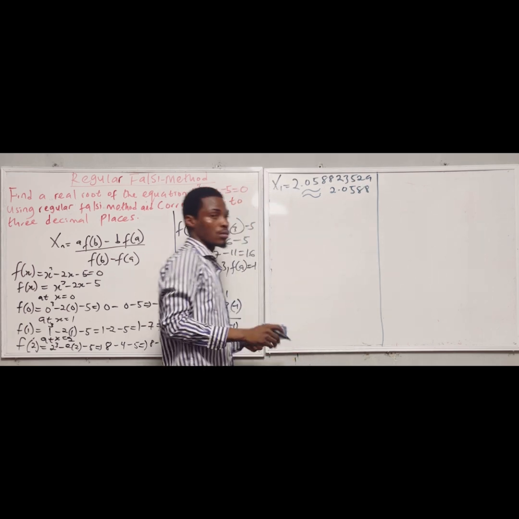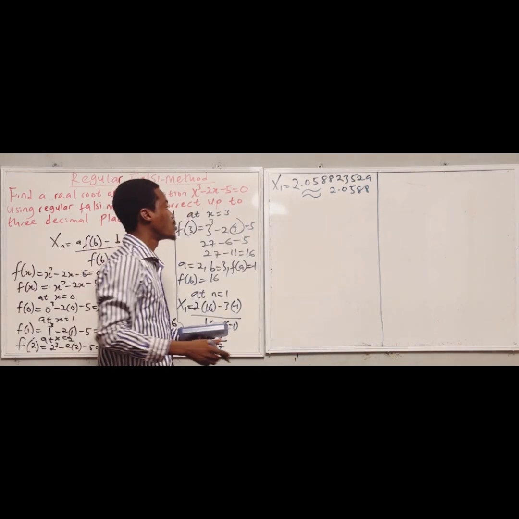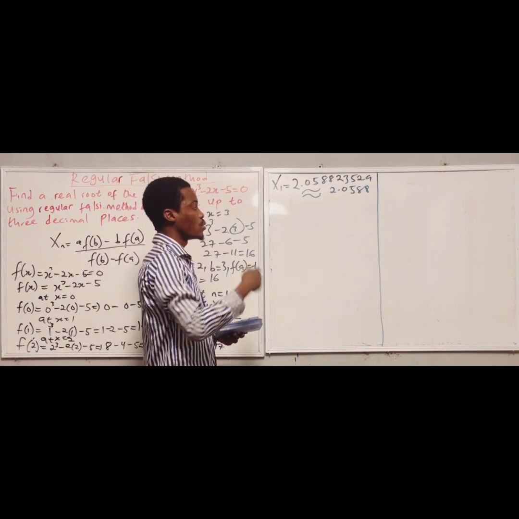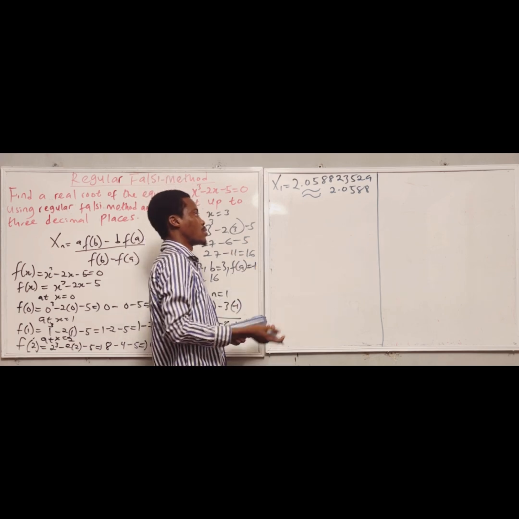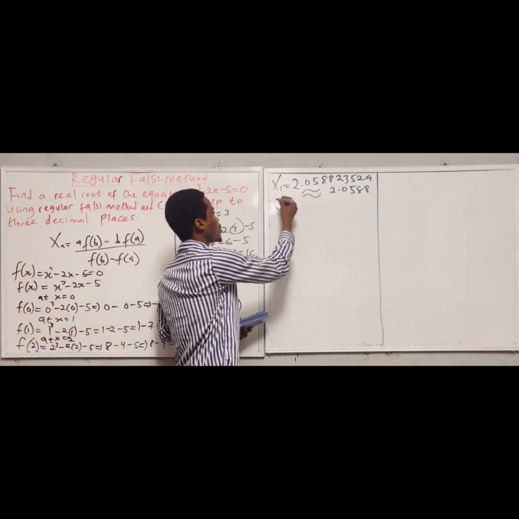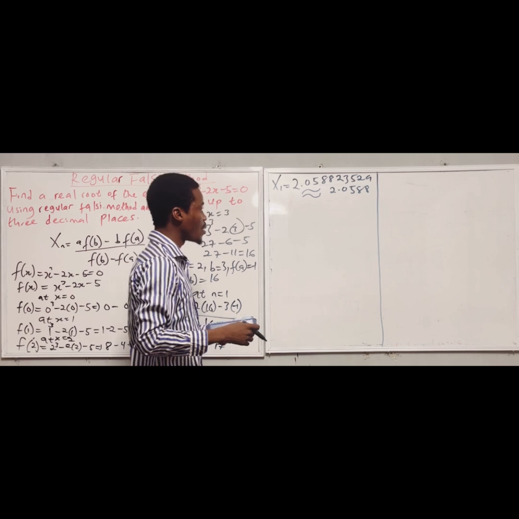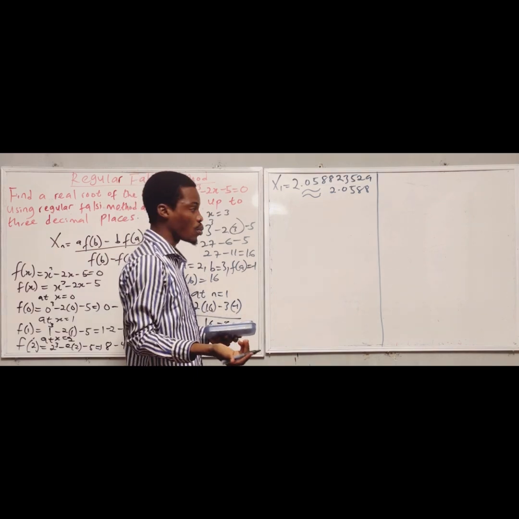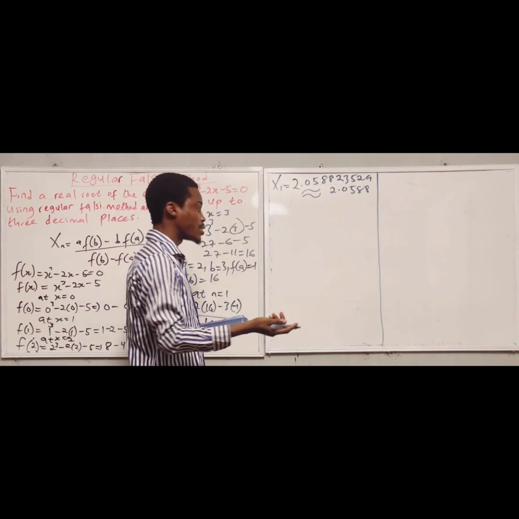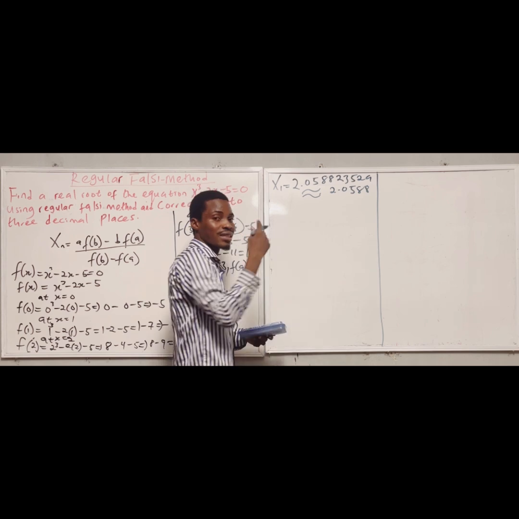2.0588 to 5 significant figures. So what is my next? Let's say to 4 decimal points. So I've gotten my first approximation, S1. I'll keep doing it until I get a repeated root.